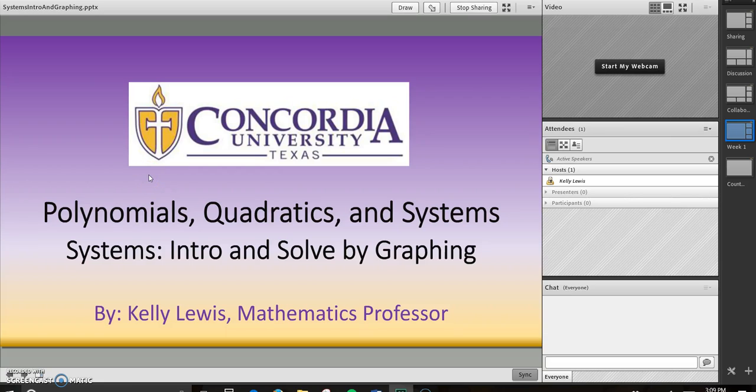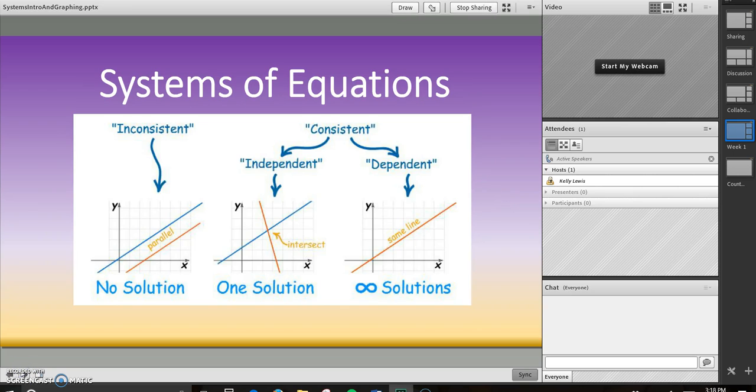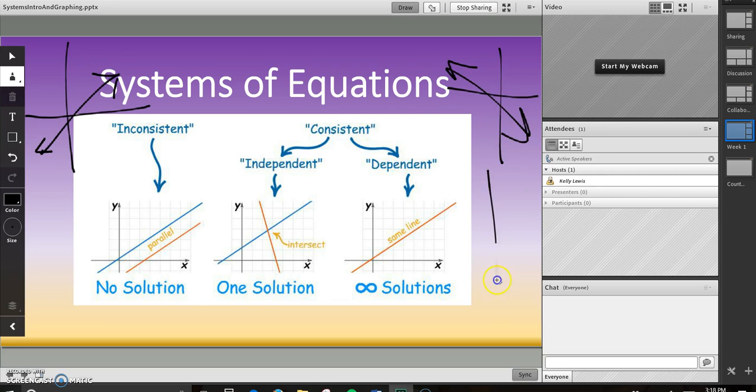Hey everybody. All right, so now we're going to start systems of equations. I'm going to talk a little about systems and then how to solve them by graphing. Before, you learned about a linear equation, right? That's the coordinate plane, the x and y. So it looked like this, or this, or this, or this.